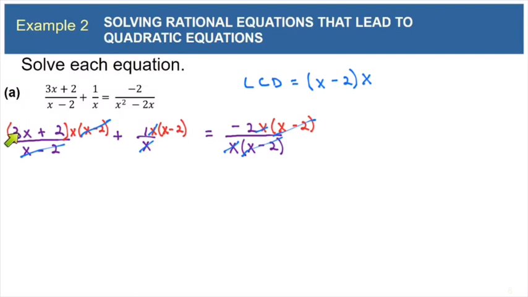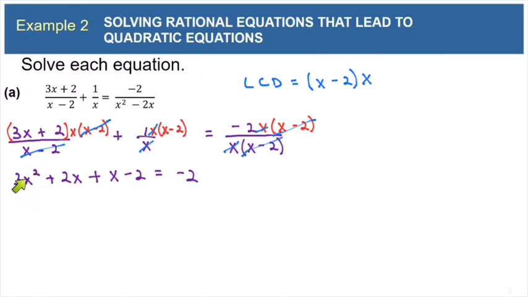That's going to leave us with 3x plus 2 times x. Now I'm going to go ahead and distribute the x into here. So I'm going to write 3x squared plus 2x. Right here, everything has canceled except the 1 times x minus 2. So we'll go ahead and distribute that 1, and that's going to give us plus x minus 2. And then over on the right side, everything has canceled except the negative 2. So I'll put equals negative 2.